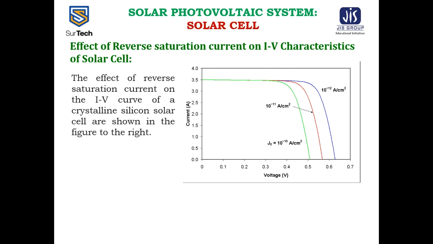Physically, the reverse saturation current is a measure of the leakage of carriers across the PN junction in reverse bias. This leakage is a result of carrier recombination in the neutral regions on either side of the junction.